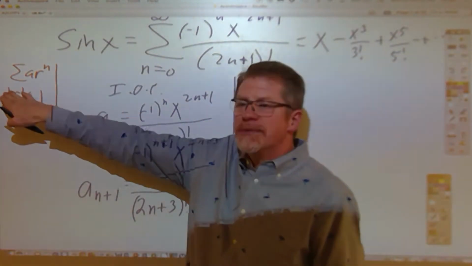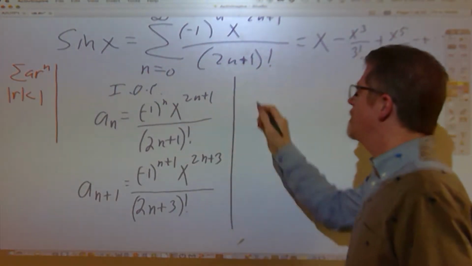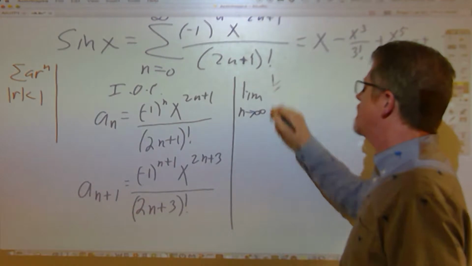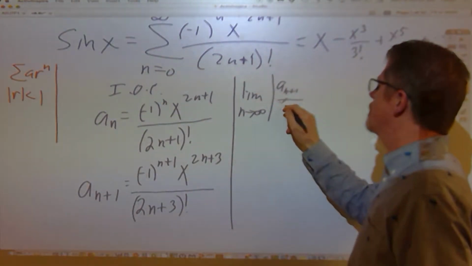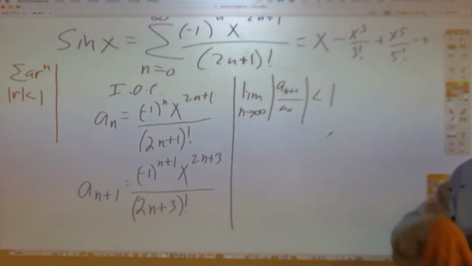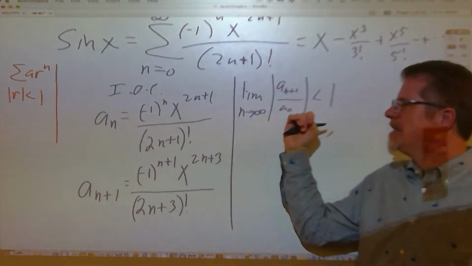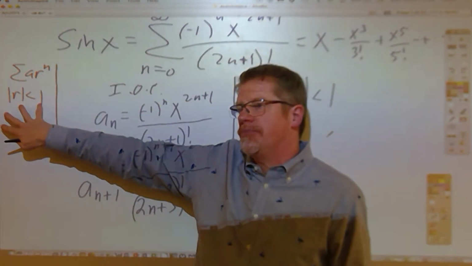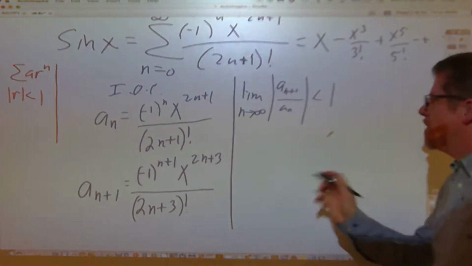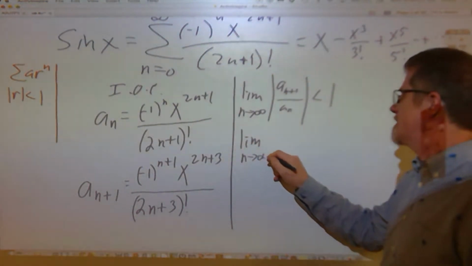Instead of starting with the absolute value of r has to be less than 1 and solving for x, I'm going to start with the limit as n approaches infinity of the absolute value of a sub n plus 1 over a sub n is less than 1. This is the starting point that is parallel in construction to the starting point for when it's a geometric series. So, with this starting point, I set out to solve for x.